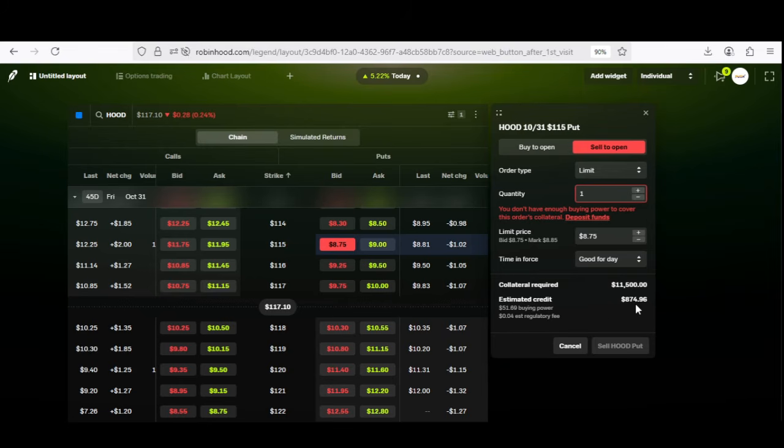Now, in order for you to do the cash secured put, you're going to need to leave a collateral, and that collateral is going to be $11,500. But this is not the purpose of today's video. The purpose of today's video is how you're going to use the simulated returns.